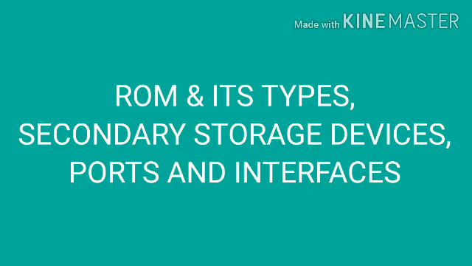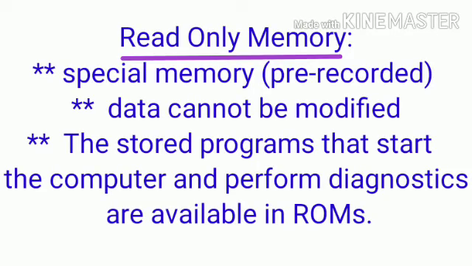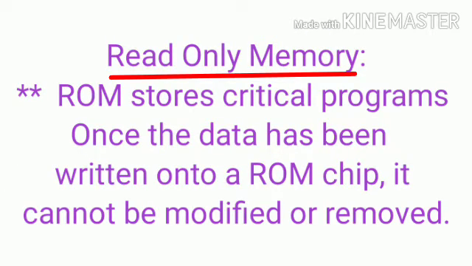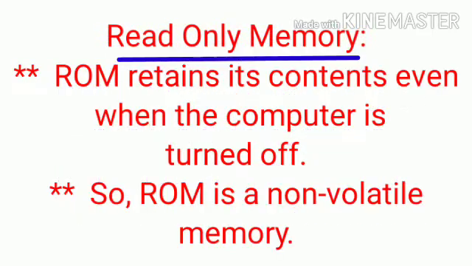Okay, the first one is ROM. The expansion of ROM is read-only memory. It is one of the special memory in a computer. Why is this a special memory? Because in this memory, data are pre-recorded at manufacturing time. In the manufacturing time, the booting process programs are stored in this ROM. So it is a special type of memory.